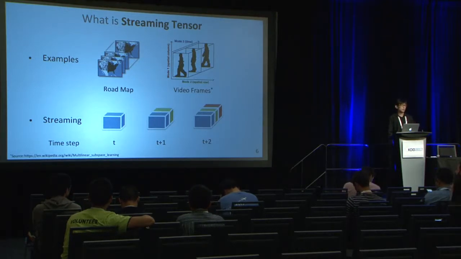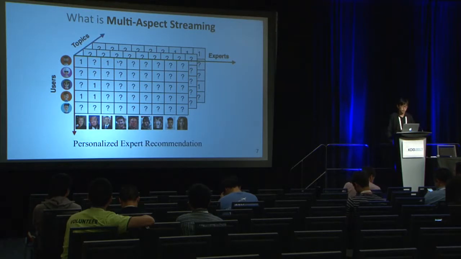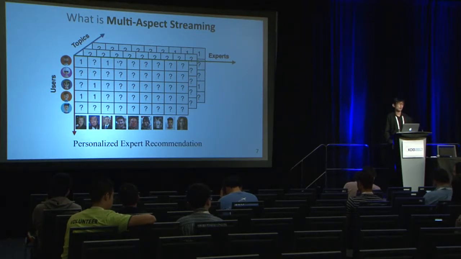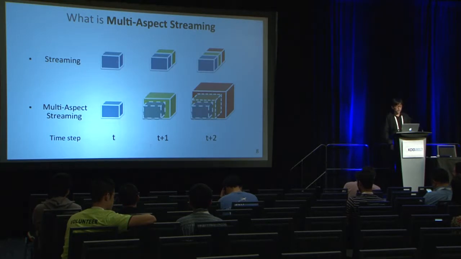Beyond this traditional streaming setting, there's a problem which is more intractable and which we call multi-aspect streaming. To explain it, we recall the personalized expert recommendation problem. In this problem, the number of users, experts, and topics may all increase over time. Compared with the traditional streaming setting, at each time step the tensor in the multi-aspect streaming setting could grow along any of its modes rather than just one mode.